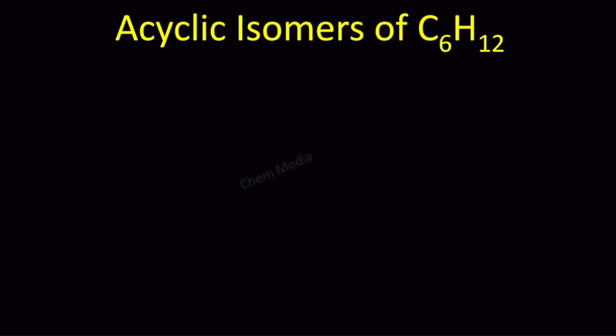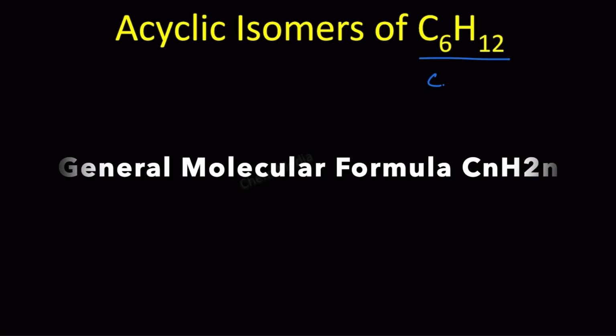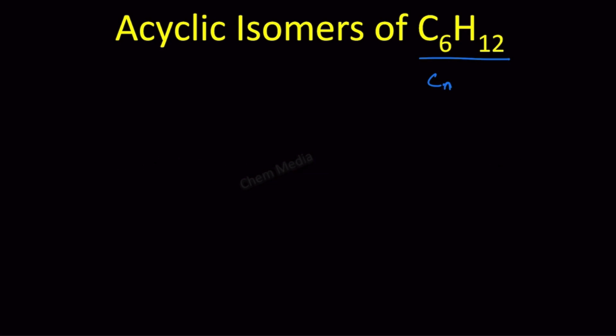Hello everyone, in this video we are going to write down all the acyclic isomers of C6H12. This elemental composition would fit into the molecular formula CnH2n with the n value equal to 6.